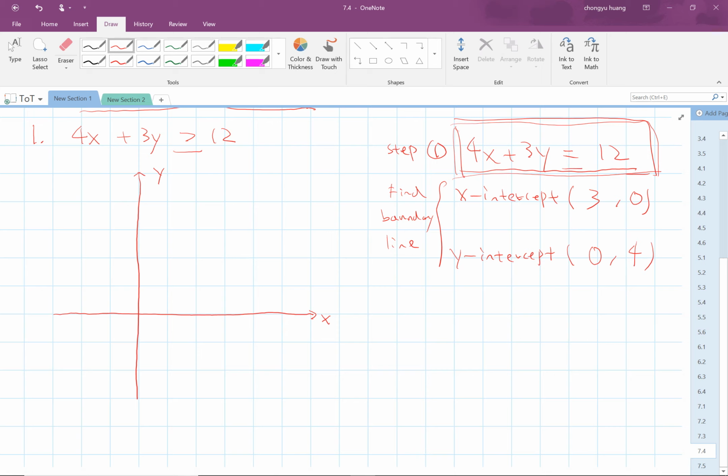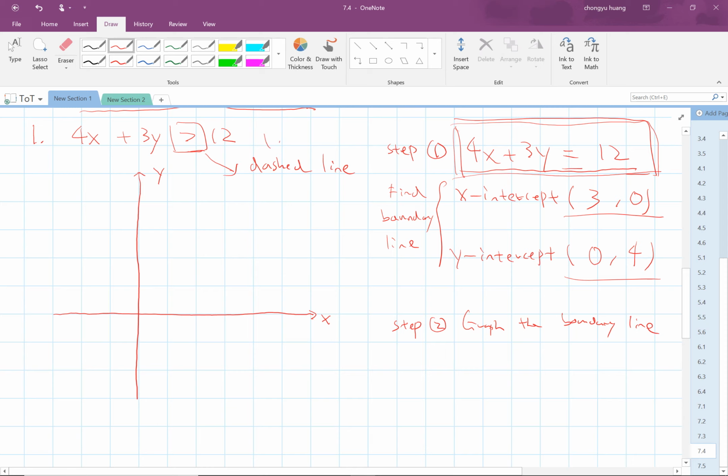Now you want to plug in those points. So now we are moving to the second step. The second step is saying we have to graph the bounded line. And you can see over here it is bigger than. Bigger than means it's going to be a dashed line, not included. Everyone keep that in mind.